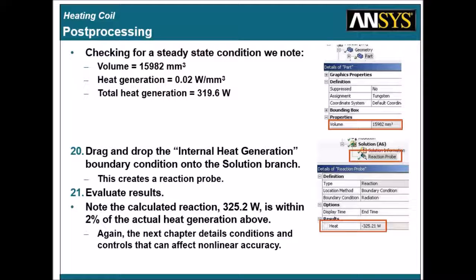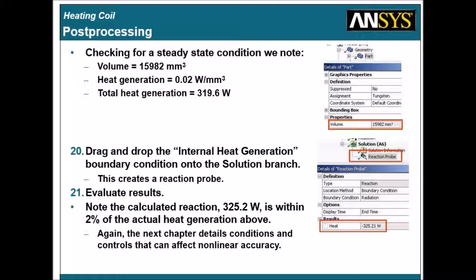Post-processing, checking for a steady-state condition. We note volume equals 15,982 mm3, heat generation equals 0.02 W/mm3, total heat generation equals 319.6 W. Drag and drop the internal heat generation boundary condition onto the solution branch. This creates a reaction probe.